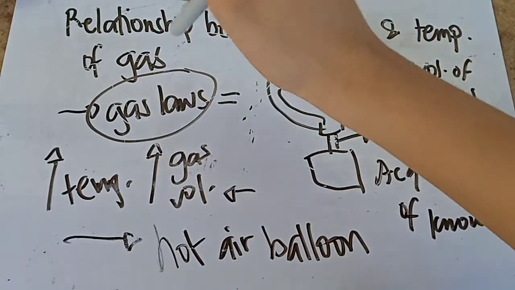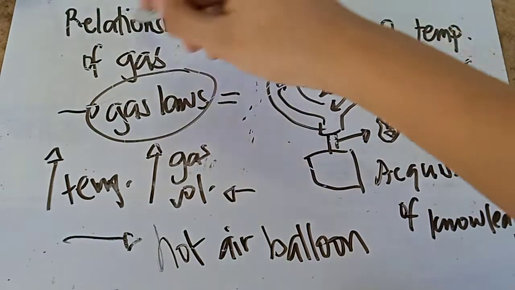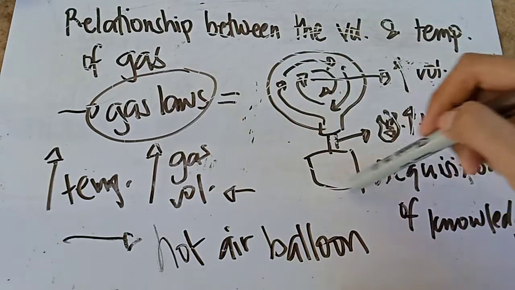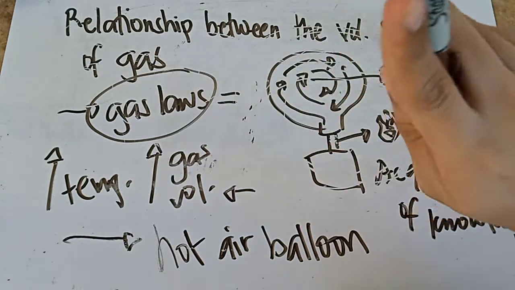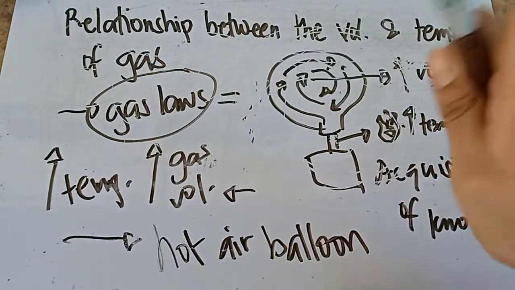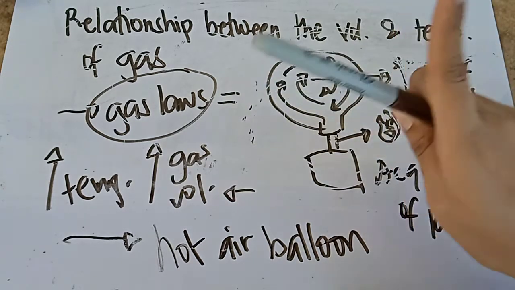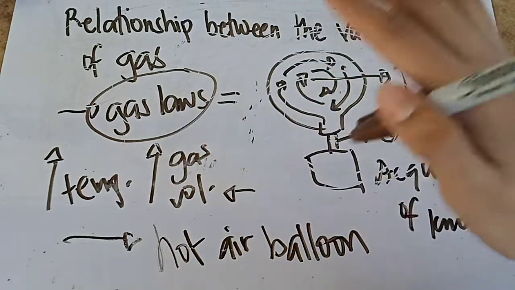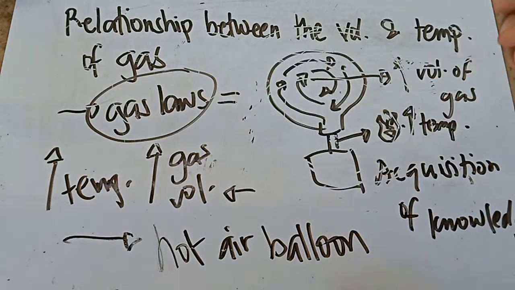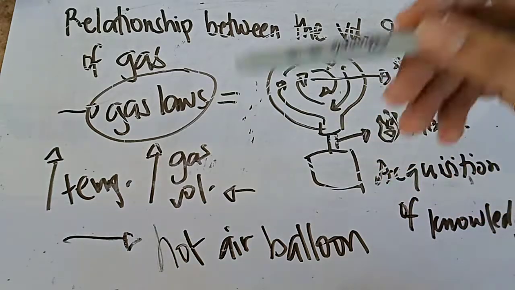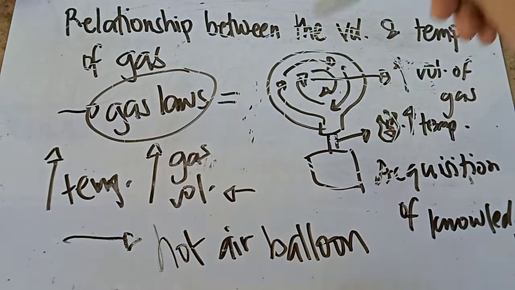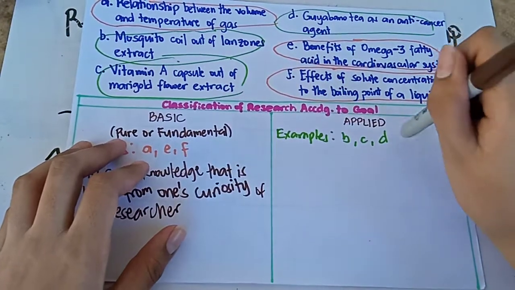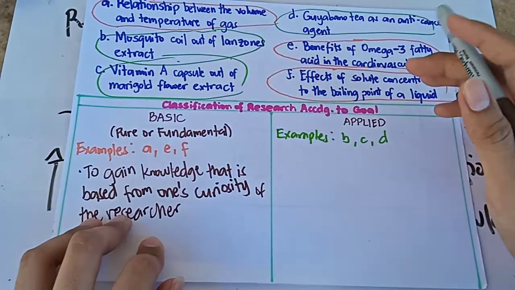Okay? And this knowledge is used to create a product. And what product is created? The hot air balloon. However, the hot air balloon is not a part of basic research. It is not a product of basic research. So where can we classify it? The invention of the hot air balloon, where we apply the knowledge of the relationship between the volume and temperature of gas, will fall under applied research.